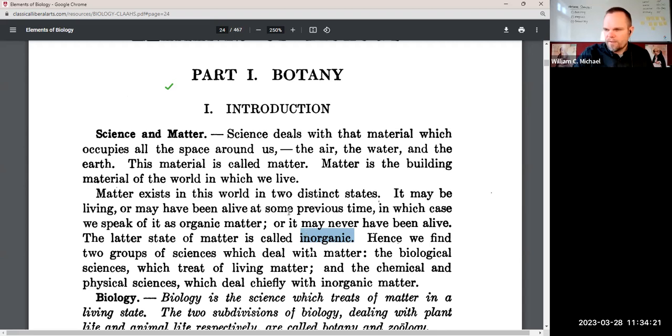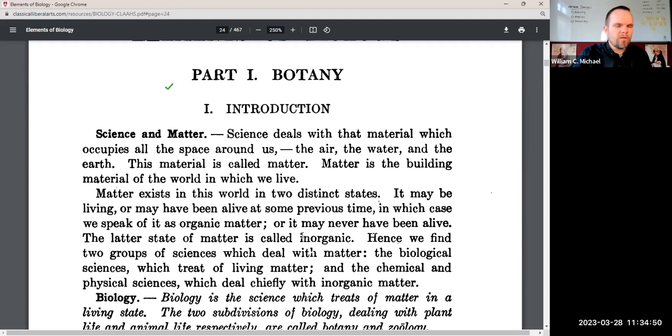So the lesson tells us this. It says matter may be living or may have been alive at some previous time, in which case we speak of it as organic matter. So you see, organic doesn't mean alive. It means it has lived or can live or is a part of living matter. Or it may have never been alive, and this state is called inorganic. So make sure you understand the difference between organic and inorganic.